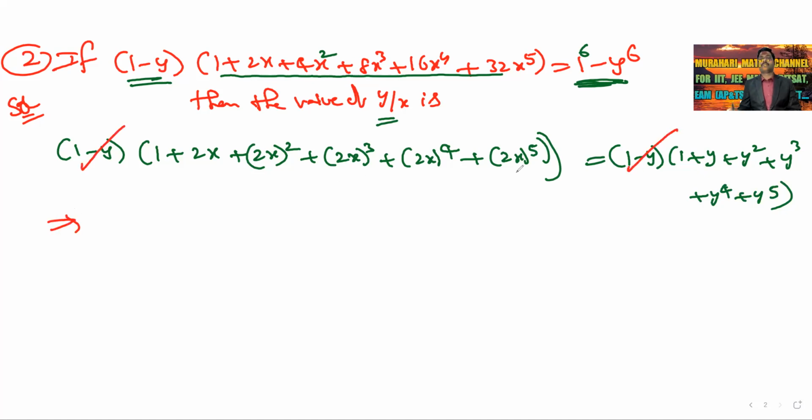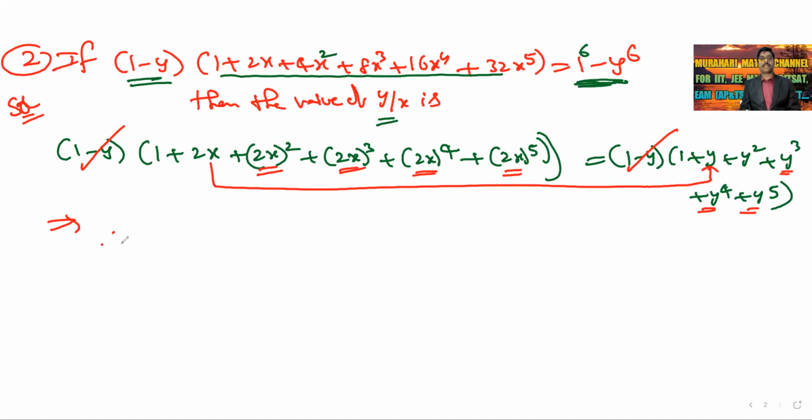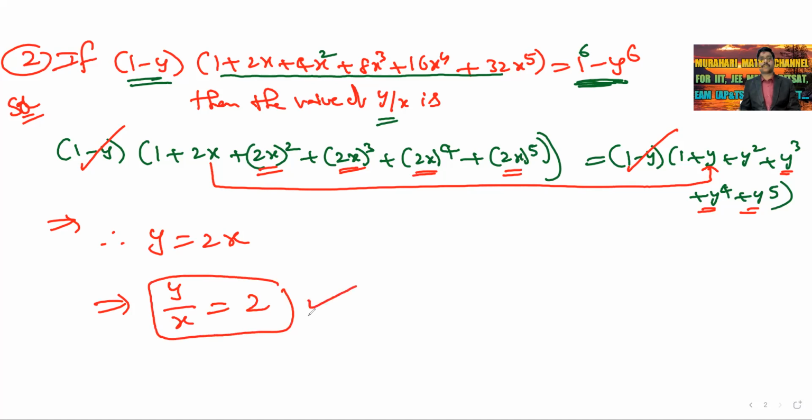Now, on comparing these two equations, where y is placed, what value is there? 2x. Y square is 2x whole square. Y cube is 2x whole cube. Y to the power 4 is 2x to the power 4. Y to the power 5 is 2x to the power 5. Therefore, y is equal to 2x. But our target is y by x. Divide by x on both sides. Y by x is equal to 2. So what is the answer? 2.